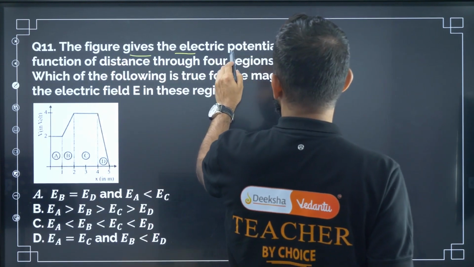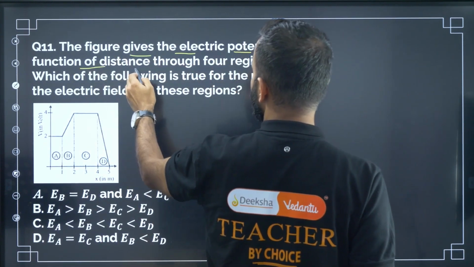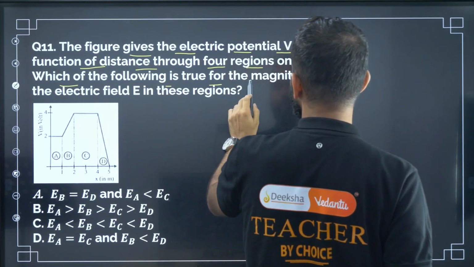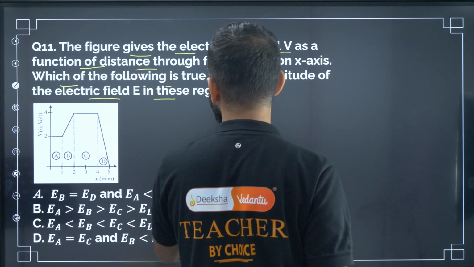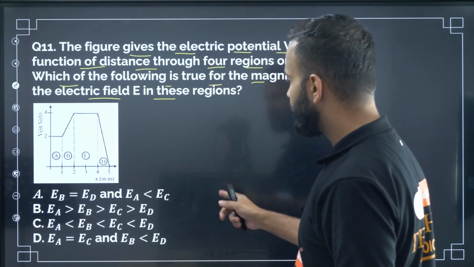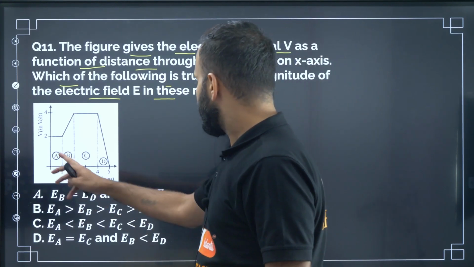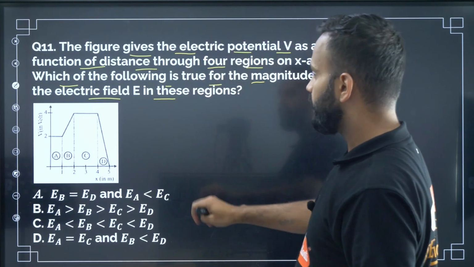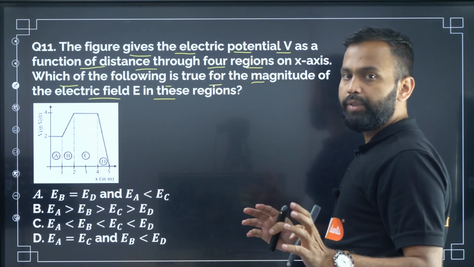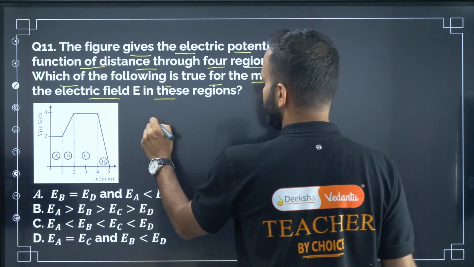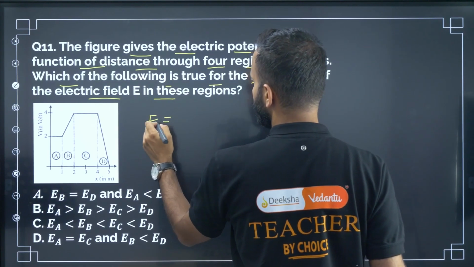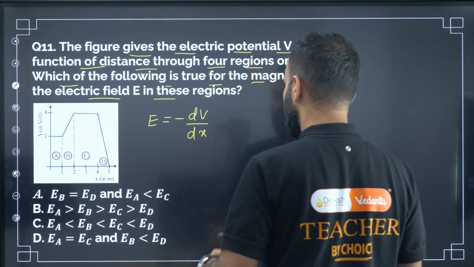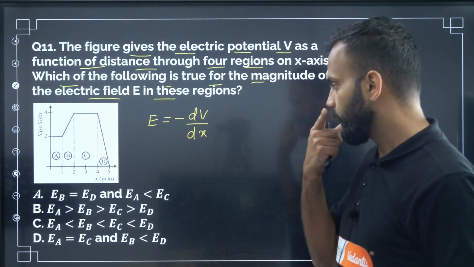The figure gives electric potential V as a function of distance through 4 regions on the x-axis. Which of the following is true for the magnitude of electric field E in this region? Potential versus x graph is given, right? So we need to find electric field E in this region. We know the relationship between electric field and potential, right? So what is the relationship between electric field and potential? Electric field E is equal to minus dV by dx, right?